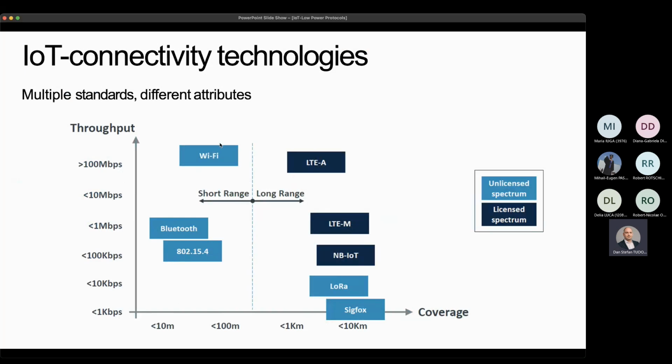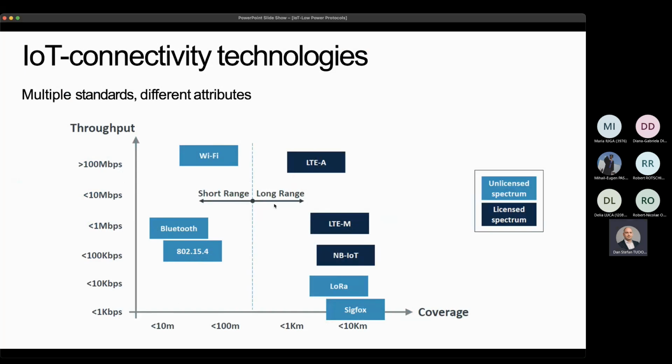Wi-Fi has slightly better throughput, of course, because it's tailored for, let's say, more advanced devices. So you can easily go with a throughput of more than 100 megabits per second for Wi-Fi, but the range is kind of the same as ZigBee.